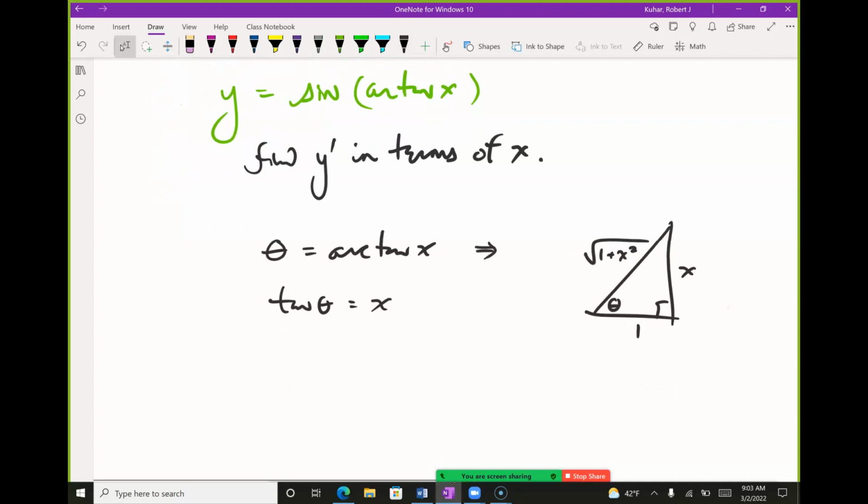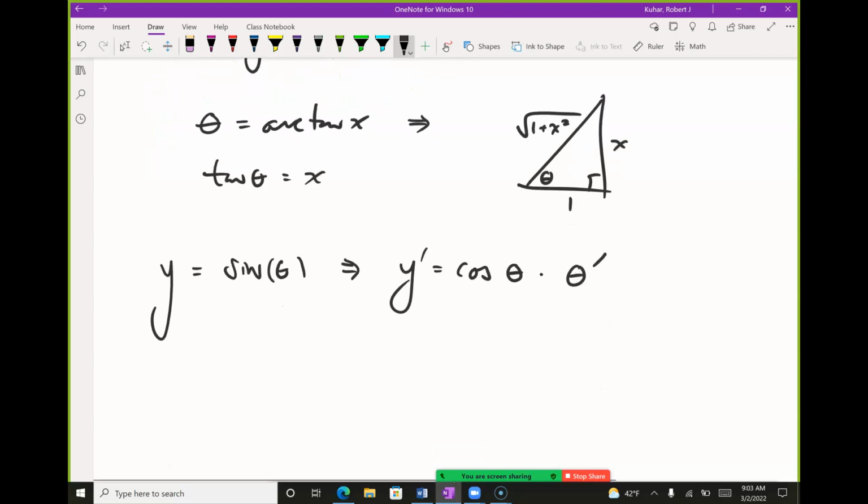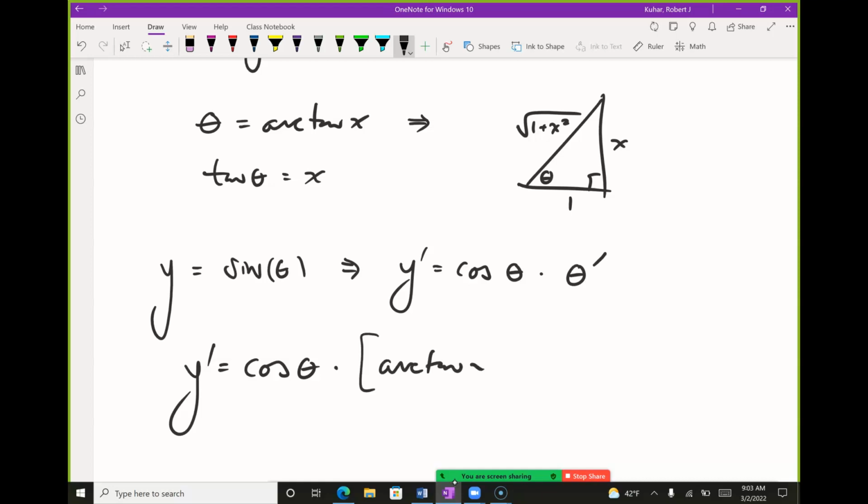So, following so far? Nice. Yep. So I'm really just working on the problem y equals sine of theta, right? And so what do I get for my derivative? I get cos of theta times theta prime. But theta is the arctan of x, right? So I'm really doing y prime is cos of theta times the arctan of x prime.